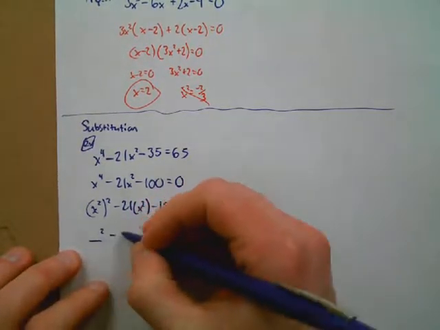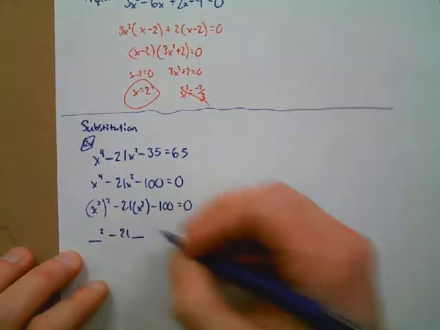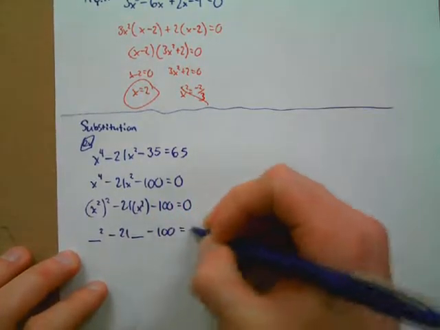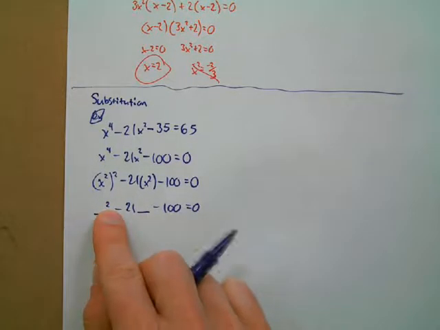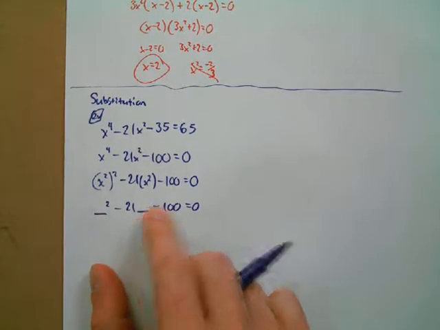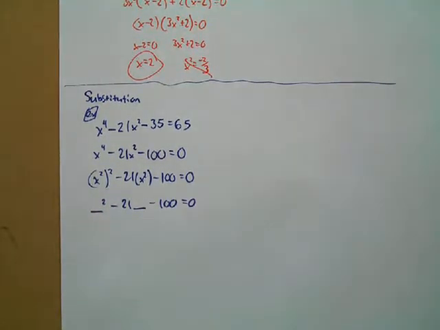And so what we can do here to help ourselves out is factor this thing like it's a quadratic. We just have to do a slight substitution. We're going to use a placeholder, like I like to use u. So let's let u equal x squared.